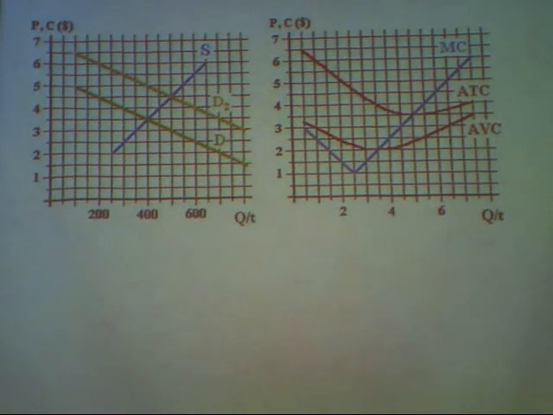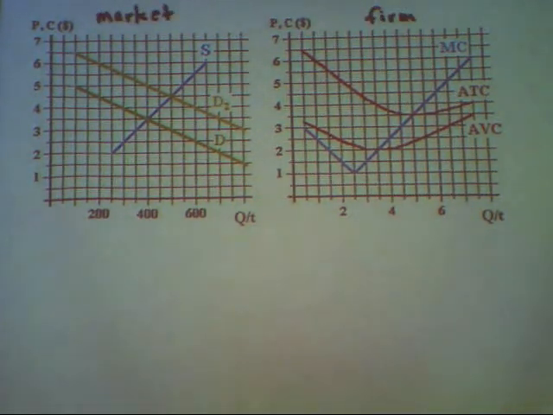The graph on the right shows the situation for the firm. The marginal cost, average total cost, and average variable cost functions, quantities, price, cost. These quantities are measured in hundreds.